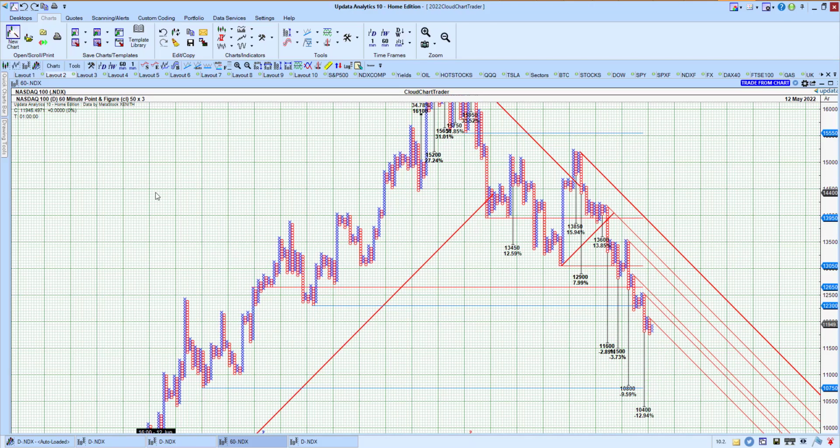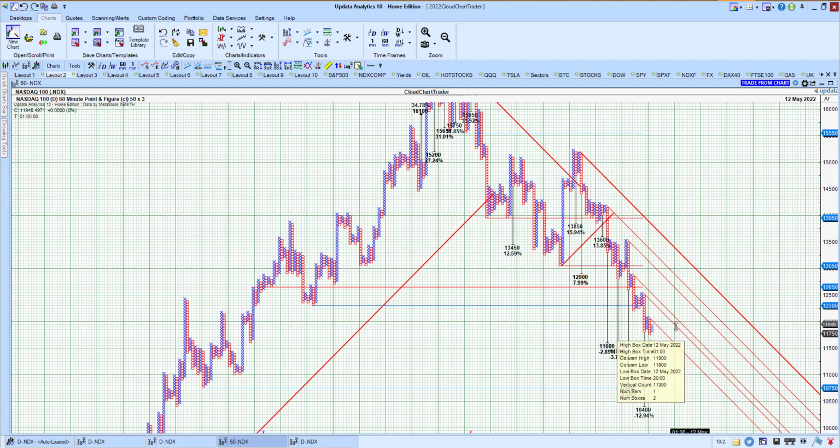Now, turning to the hourly point and figure chart, I've got the 50 by 3, which is a 150 point reversal situation. Yeah, you can see it's in a solid downtrend. You can see these trend lines, point and figure chart trend lines still focusing to the downside. Got very close to meeting the 11,600 on a close basis. Did meet that figure intraday. Now, it will be interesting to see if we get a rebound. Rebound can last back up to these trend line resistance levels, so watch out for that.